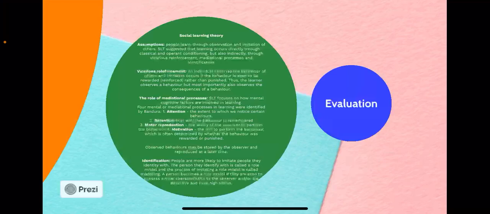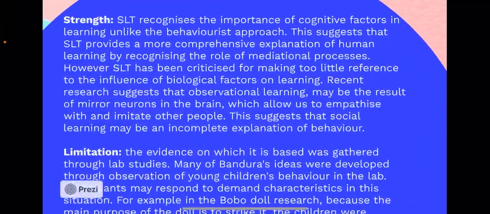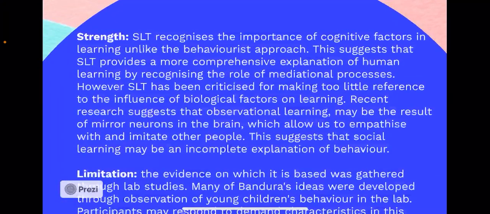We have some evaluation here. Strength. Social learning theory recognises the importance of cognitive factors in learning, unlike the behaviourist approach. So like I said, it's kind of a little bit more developed than the behaviourist approach, a little bit less reductionist.